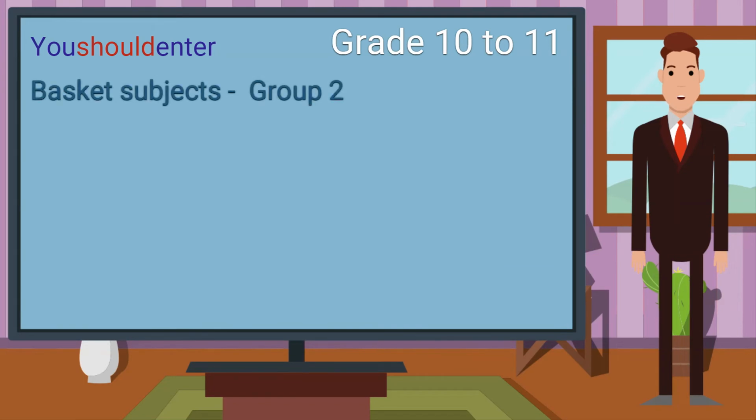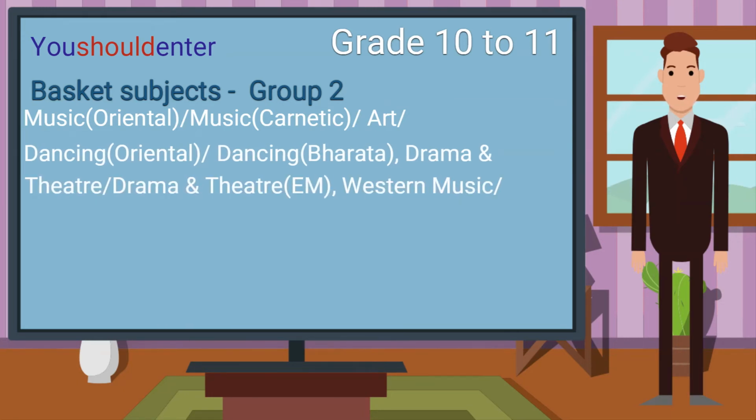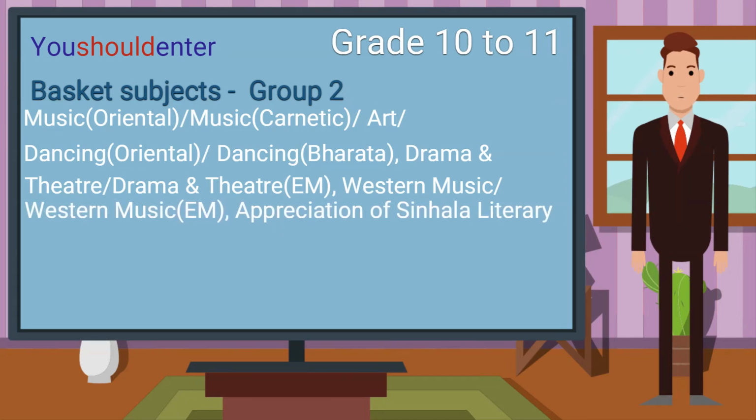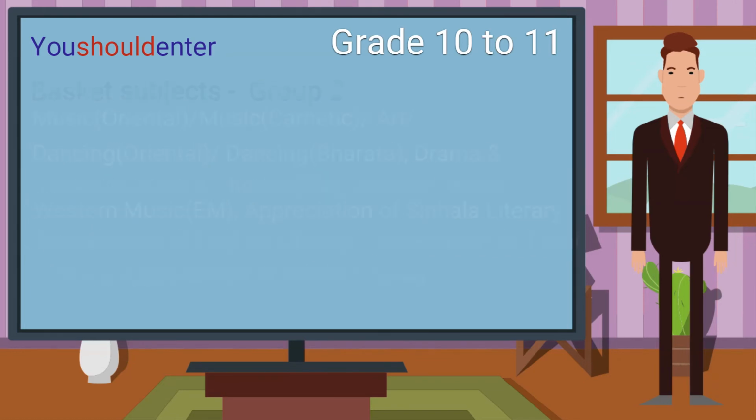Basket subjects Group 2: Music Oriental, or Music Carnatic, or Art, or Dancing Oriental, or Dancing Bharata, Drama and Theatre, or Drama and Theatre EM. Western Music, or Western Music EM, Appreciation of Sinhala Literary, Appreciation of English Literary, Appreciation of Tamil Literary, Appreciation of Arabic Literary.